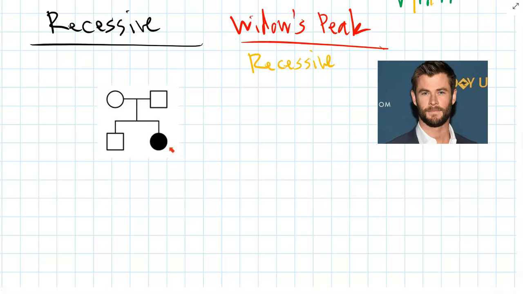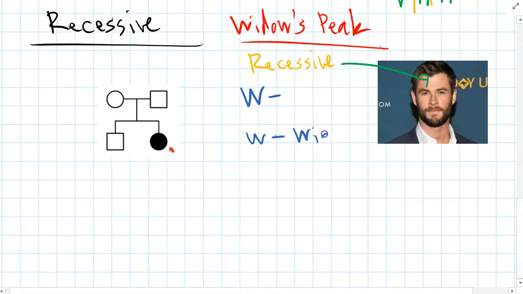Remember, a widow's peak is the point in the middle of your hairline at the top of your forehead. So if widow's peak is recessive, we will use capital W and small w, but in this case the small w represents the allele for widow's peak, and a capital W is just a straight hairline.